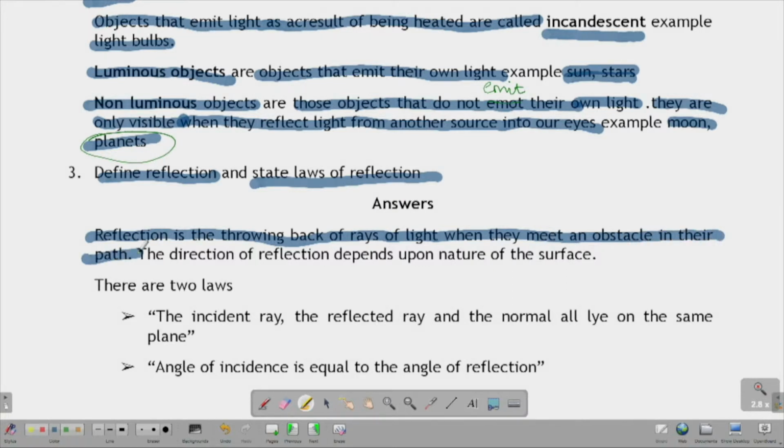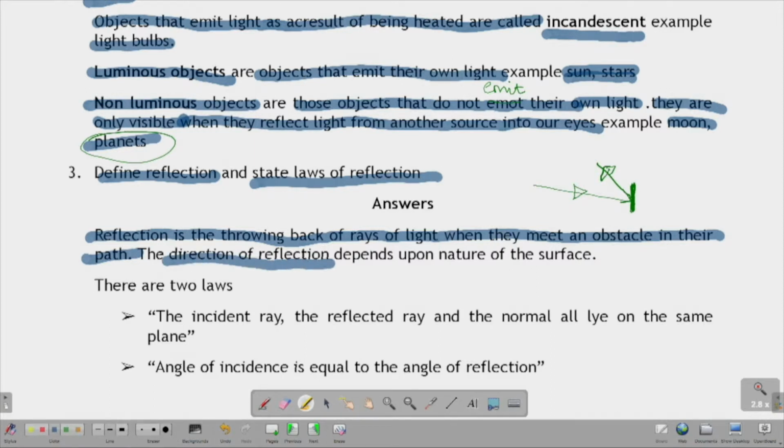So when light, assume this is our ray of light, is going this way and then it meets an obstacle. This is our obstacle here. It meets it, and so it gets reflected. So what is reflection? Throwing back. It is the throwing back of rays of light because they have already met an obstacle in their path. So the throwing back of rays of light when they meet an obstacle is what we call reflection.